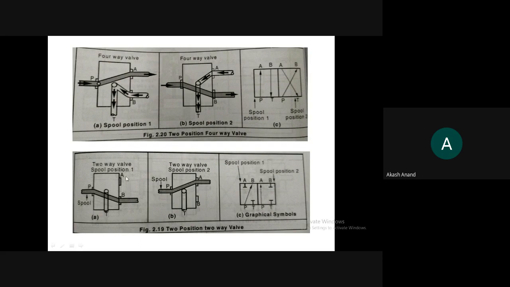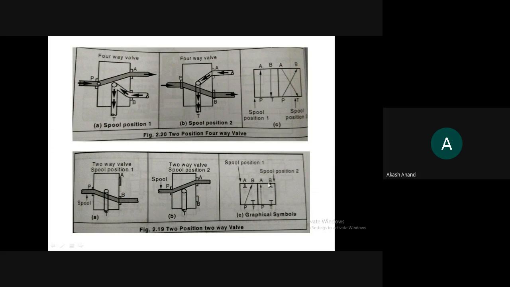Okay. So you can see here at the first position, only one way is there from P to B. And in the second position, you can see there is a second way, that is from P to A. And there is no return of fluid or working substance from B to the tank. So this is a second way, this is a first way, and these two arrangements are called two positions. Okay, there are only two positions for this type of valve, and there are two ways. So it is called two position two way valve.